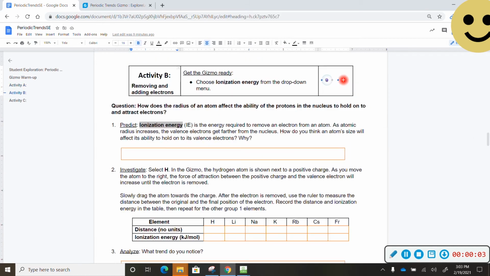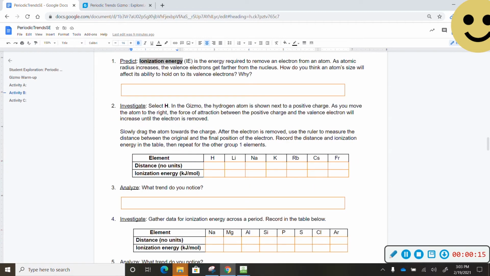For activity B, we're going to focus on ionization energy. Keep in mind, ionization energy is the energy needed to remove an electron. Please make your prediction and then start this investigation. To perform this investigation, we're going to focus on group 1 from hydrogen all the way to francium, and we're going to do the same thing for period number 3 from sodium to argon.